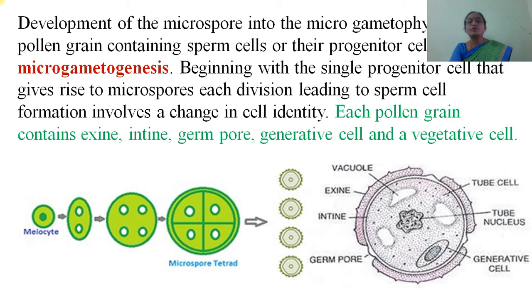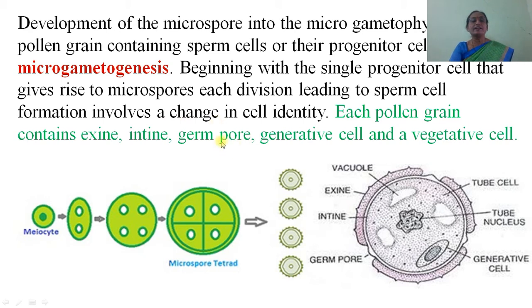Development of the microspore into the microgametophyte or pollen grain containing sperm cells or their progenitor cell is called microgametogenesis. Beginning with a single progenitor cell that gives rise to the microspore, each division leading to the sperm cell formation involves a change in cell identity.